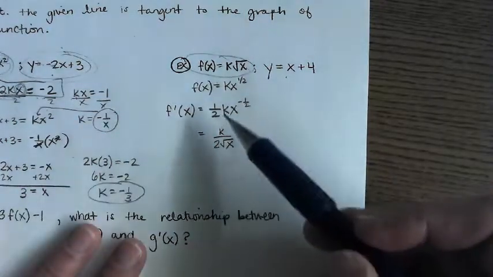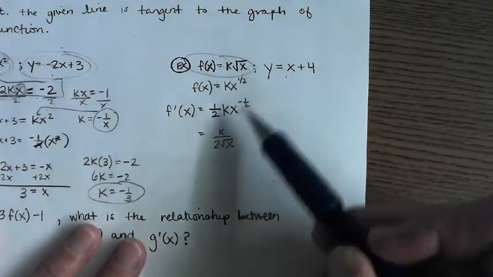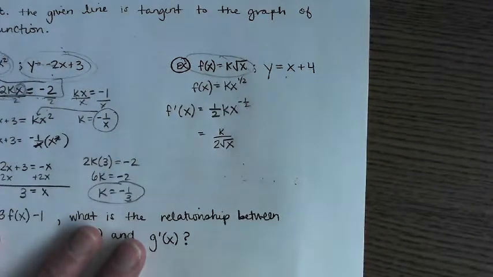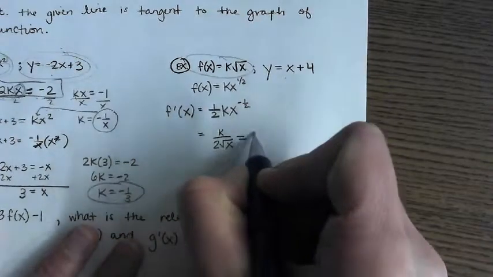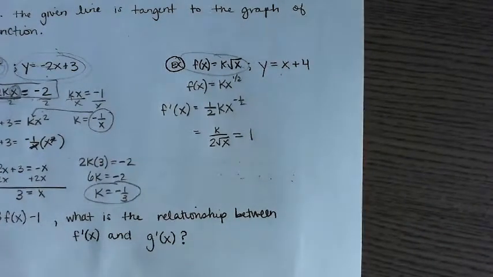Make sure we understand that jump. The k is still in the numerator, the 2 is in the denominator, and the root x gets moved to the denominator. We want that derivative to equal 1. Again, way too early to know what k is going to be. We have 2 unknown variables that need to work together to make that happen.